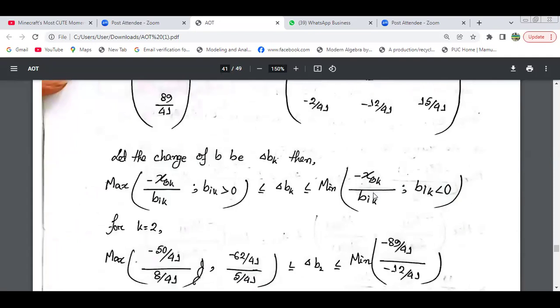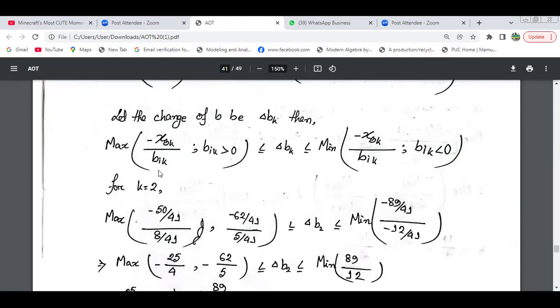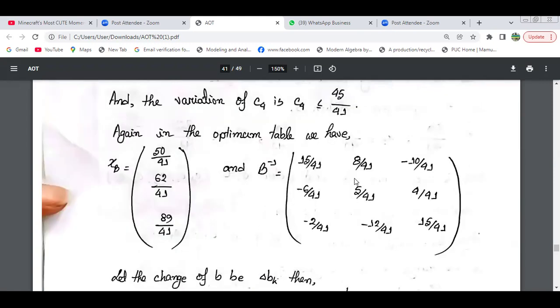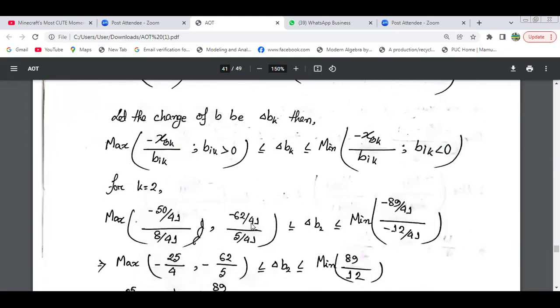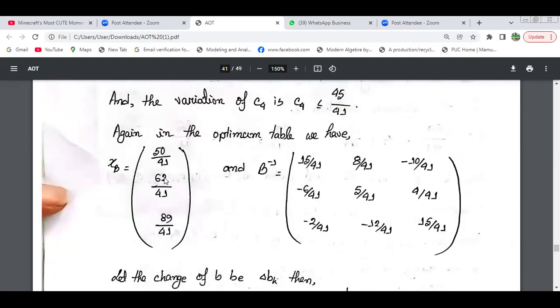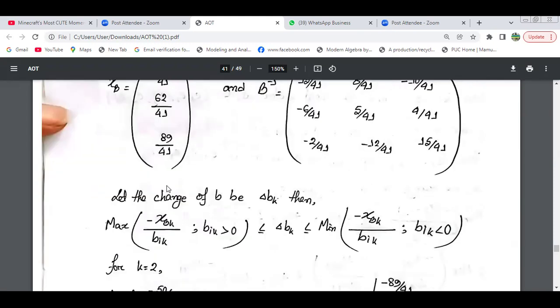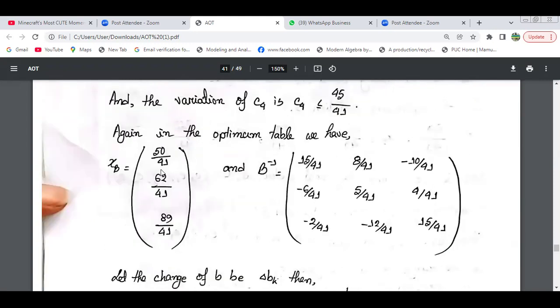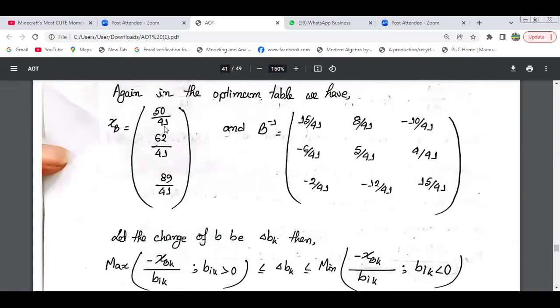This is the formula, আমরা ফর্মুলাটা ডিরাইভ করছিলাম। For k equals to 2 we get b2, del b2, just putting k equals to 2. Now xbk, this is the second column, 50/41, 62/41, second column, 50/41, 62/41. 50/41 divided by what? 8/41, second column. Clear? B2 এর জন্য সেকেন্ড কলাম হবে, সবসময় মনে রাখতে হবে। আর B1 হলে ফার্স্ট কলাম, আর B3 হলে থার্ড কলাম, মনে থাকবে?